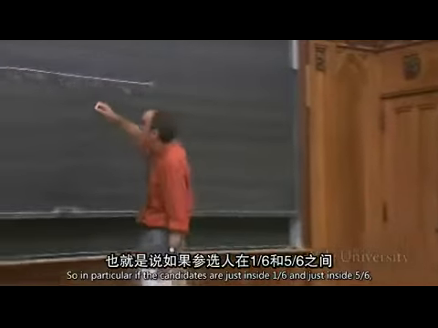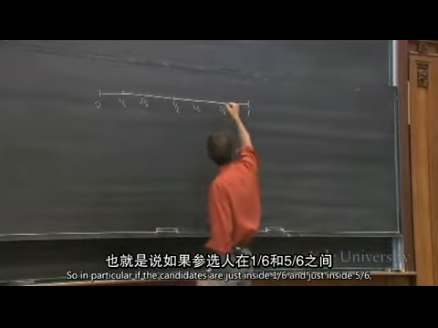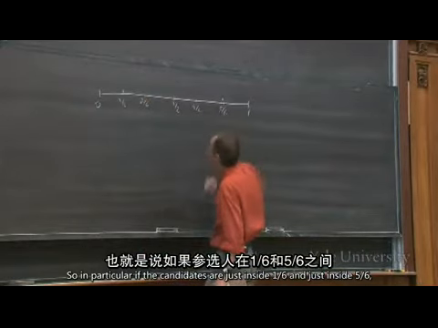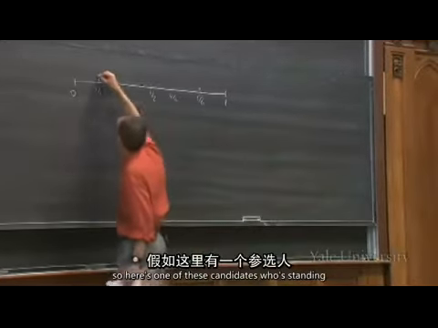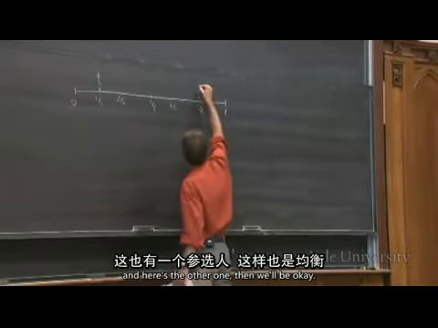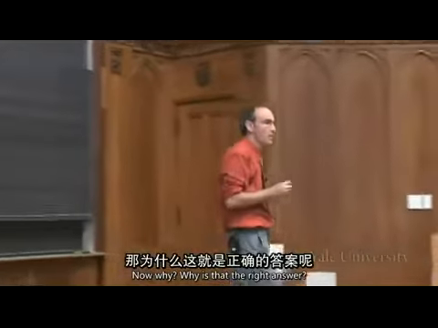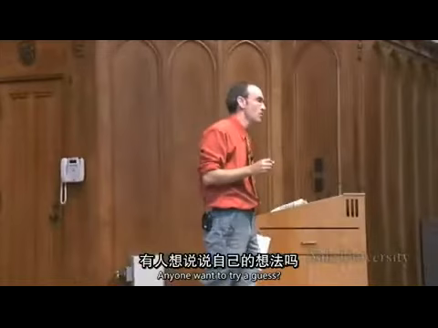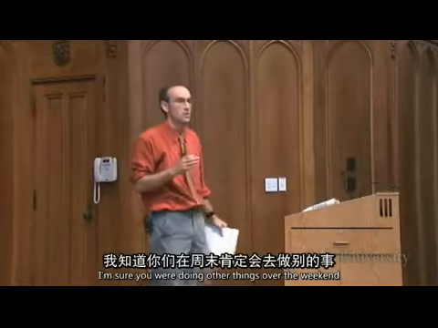All right? So in particular, if the candidates are just inside, I'll put them just there, at 1/6 and just inside 5/6, so just more than 1/6 and just less than 5/6. Here's one of these candidates who's standing, and here's the other one. Then we'll be okay. Now, why? Why is that the right answer? Anyone want to try a guess? This was the question I sent you over the weekend. I'm sure you were doing other things over the weekend, but nevertheless, why is this the answer?